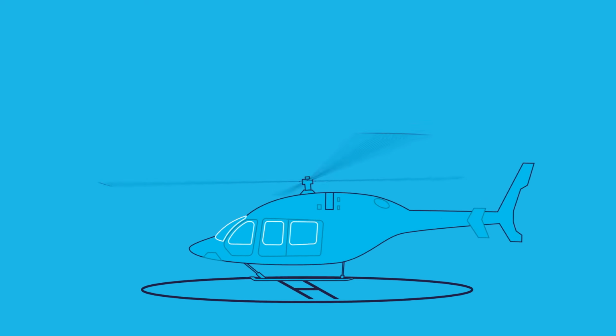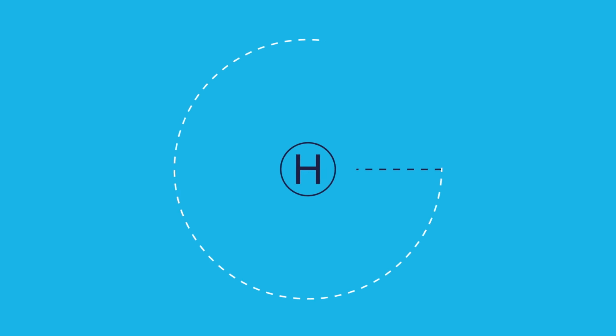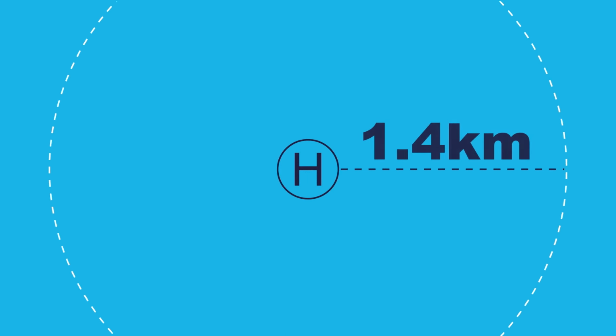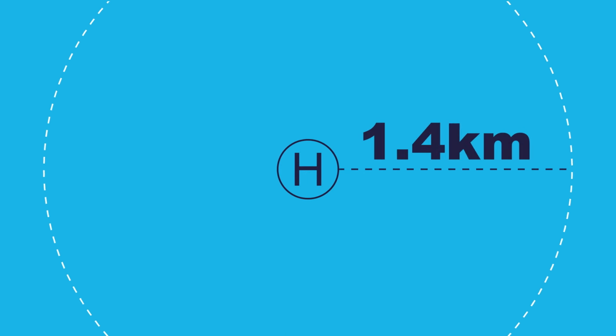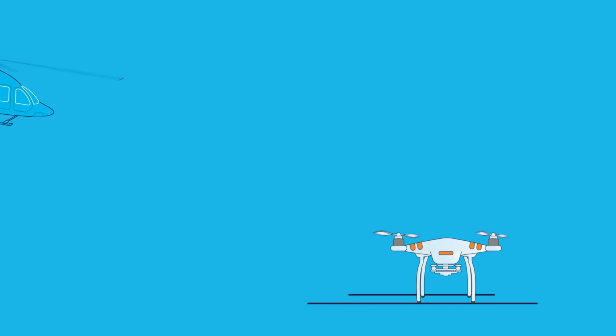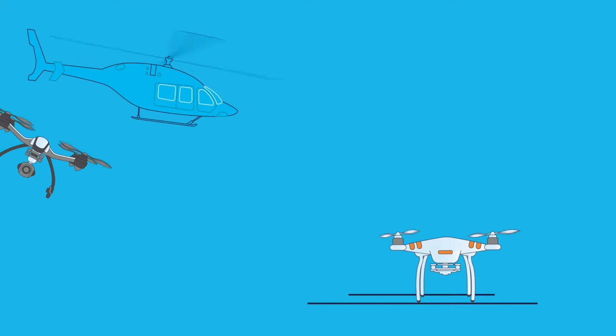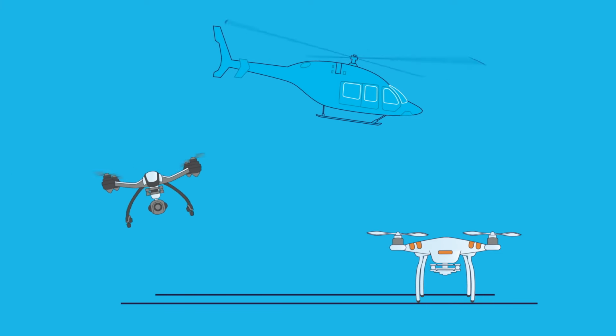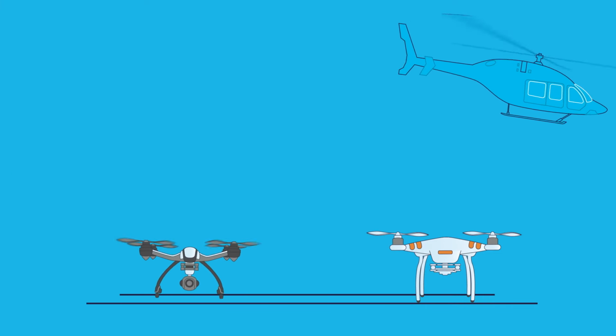A helicopter landing site is a location used by helicopters for taking off and landing. You can fly your drone within 1.4 kilometers of a helicopter landing site. If you become aware of a helicopter nearby, you must not launch your RPA. If you're already in the air, maneuver away and land as soon as safely possible.